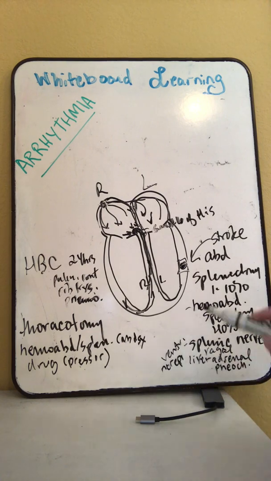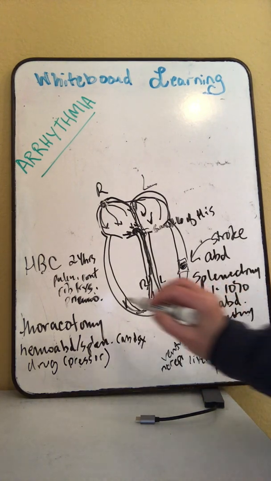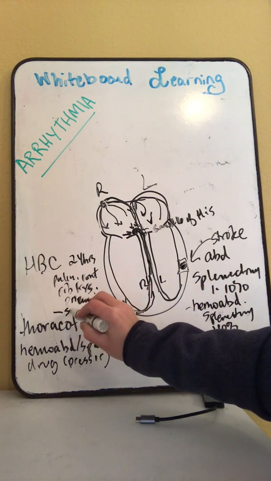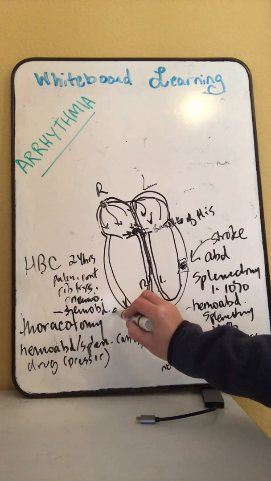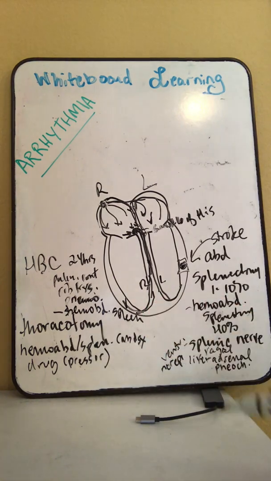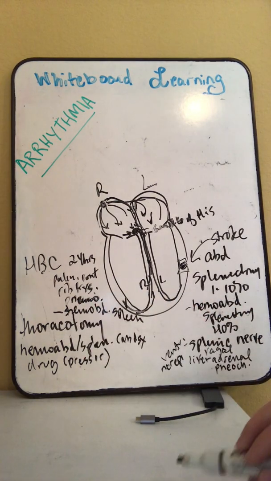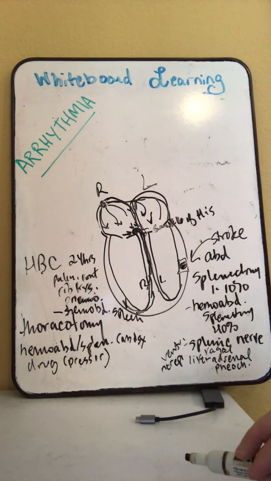What else affects the spleen indirectly? So back to hit by car, what if you had hemoabdomen? One of the most likely organs to bleed is the spleen. So if you have hemoabdomen from hit by car, you certainly might have a ventricular arrhythmia.